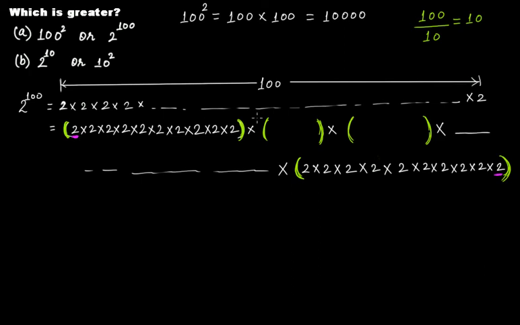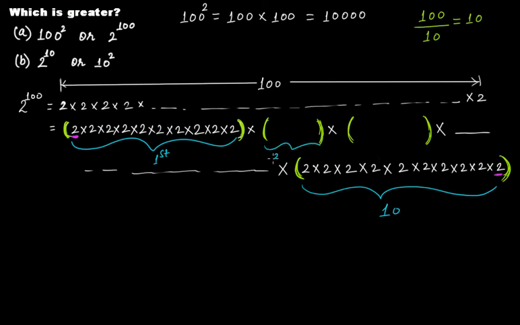Now look here, if you find the value of this first group, that is you are multiplying 2 10 times, this is the 10th group, let me denote this, this is the 10th group and this is the first group, this is the second group. The value of the first group will be 1024. If you multiply 2 10 times, you will get 1024. In the same way, the value of the second group will be 1024.